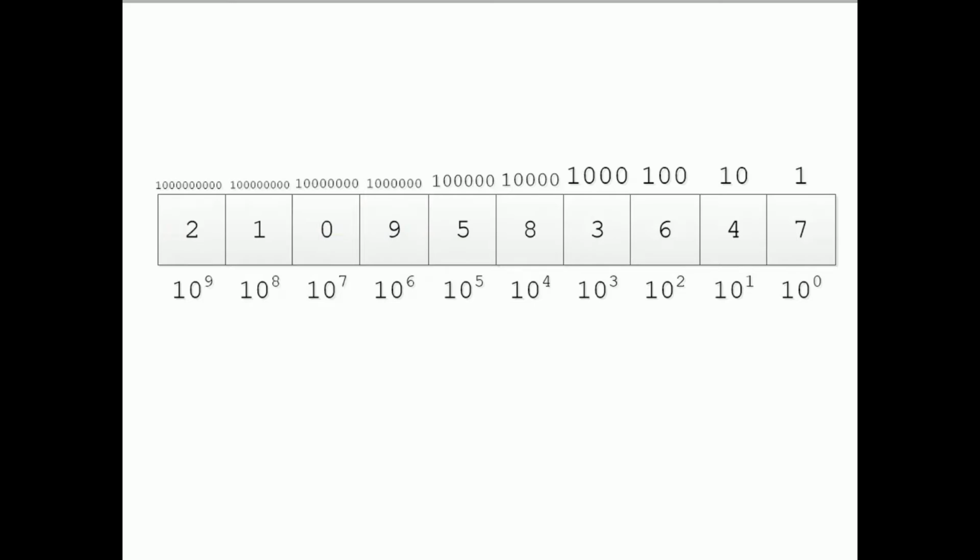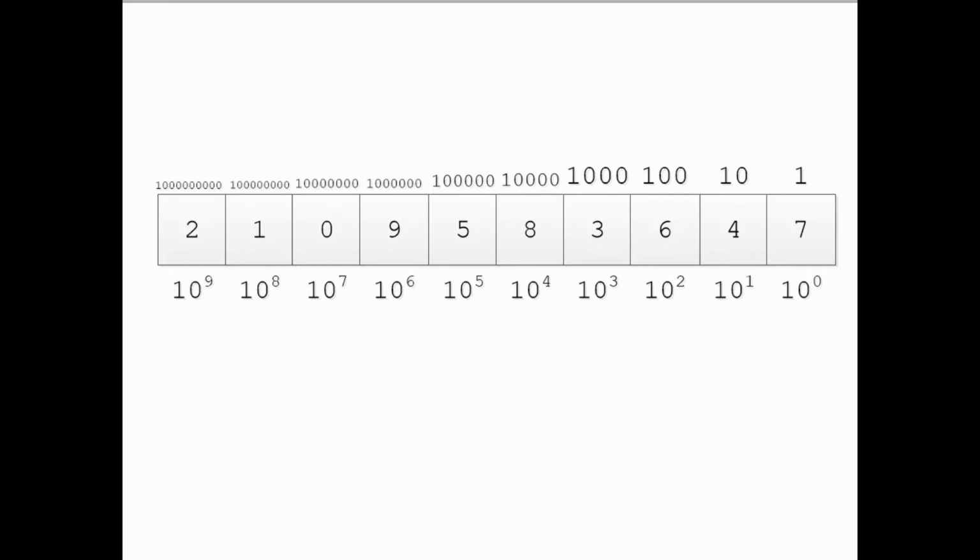Here are the two rules you can generalize to all number bases. First, a number base is the number of digits you have to count with. So in base 2 we have 2 digits to count with, 0 and 1. In base 8 or octal we have 8 digits to count with, 0 through 7. And in base 16 or hexadecimal we have 16 digits to count with, 0 through F.